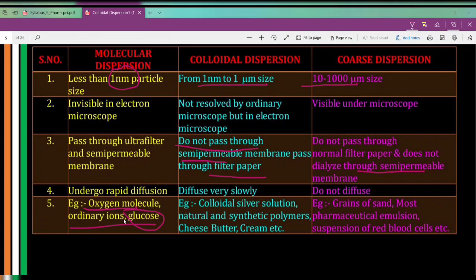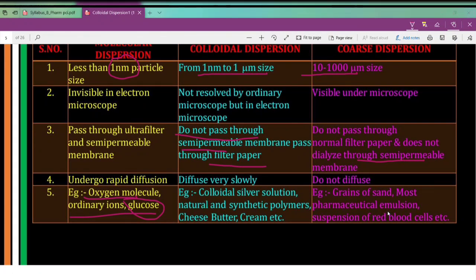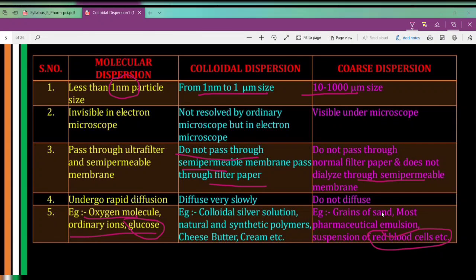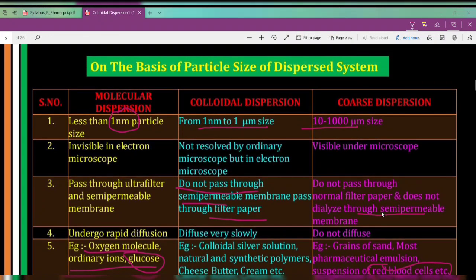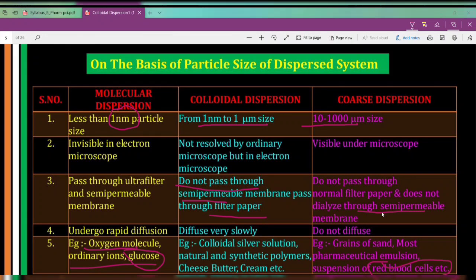And for coarse dispersion, a very important example is the suspension of RBC, red blood cells. People might get confused that red blood cells are a kind of molecular dispersion, but it's not like that. It is an example of coarse dispersion. The particle size of a red blood cell is in the range of 10 to 1000 micrometers. So, suspension of RBC. You should remember this entire table, on the basis of particle size, of how we can classify different kinds of dispersed systems. All those examples and particle sizes, I have already underlined. So you should remember.